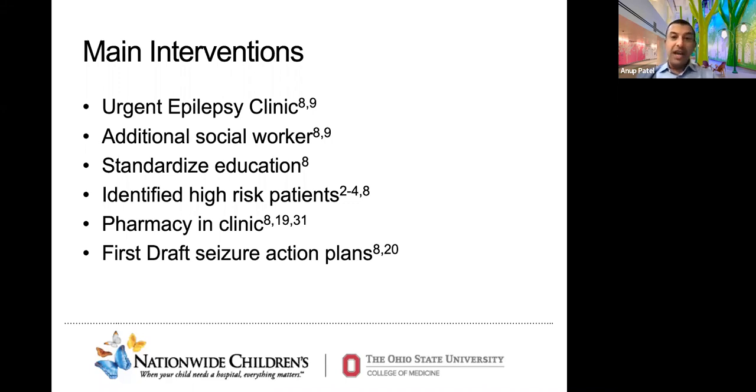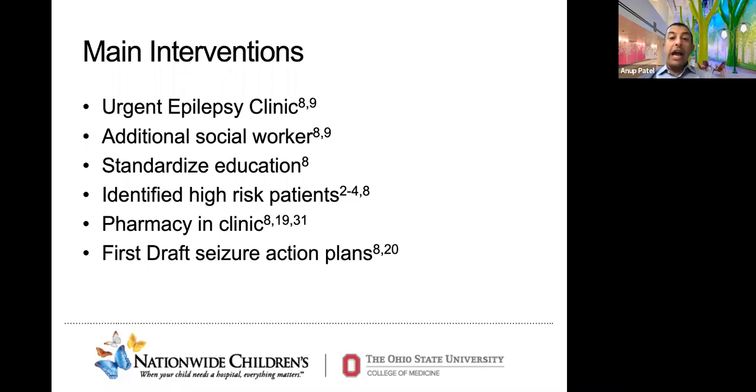We developed an urgent epilepsy clinic, meaning if somebody met certain criteria, where the parents seemed anxious on the call to the nurse, or they were having lots of seizures, or they were out of medications, or certain other factors, we said, hey, can you come in and see us? And these were like blocked appointments that the nurse practitioner and a social worker had, so we could kind of go through the barriers and then address that.